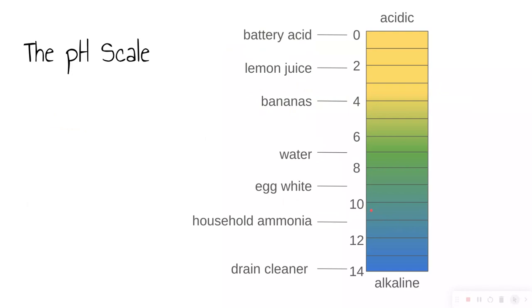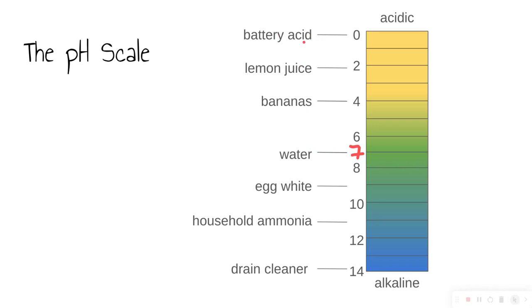Now let's take a look at the pH scale and some examples of some substances. Let's see where they fall on the pH scale. First, let's take a look at water. Water has a pH of 7, so it is going to be neutral. It is neither acidic nor alkaline or basic. It's right in the middle because our pH scale goes from 0 to 14.